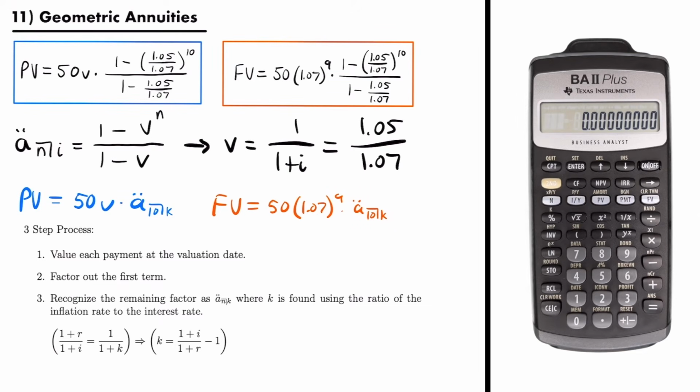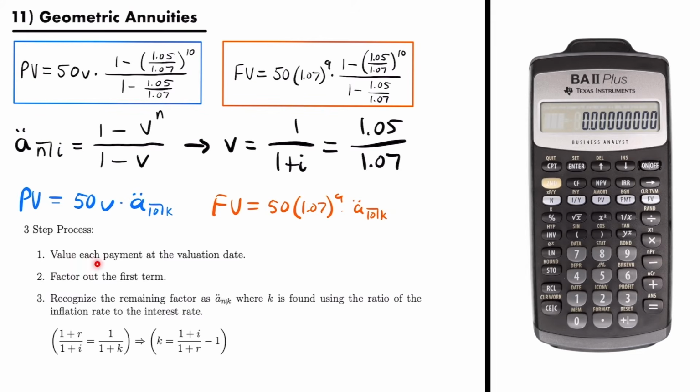And so what we can do is calculate the present value and future value of this geometric annuity by multiplying that first term by the present value of an annuity due, where the interest rate is calculated from this expression right here, 1.05 divided by 1.07. And remember that this is just a ratio of the inflation rate to the interest rate, right? And so instead of using that 4-step process from earlier, we can instead use this 3-step process along with our calculator and make calculating geometric annuities a lot easier.